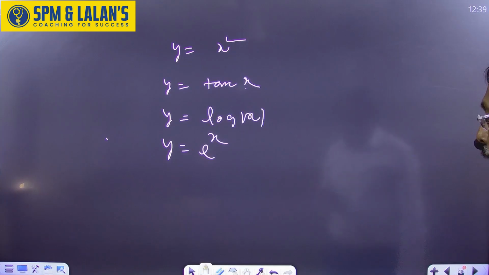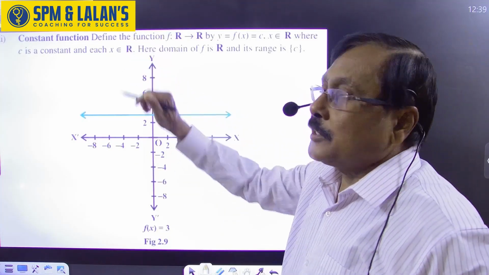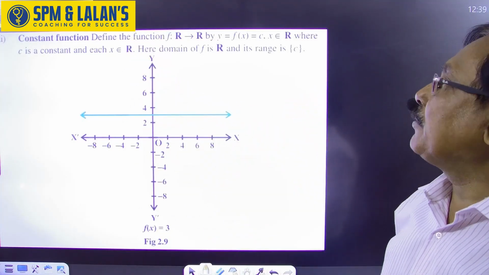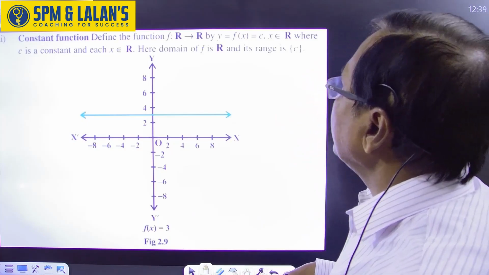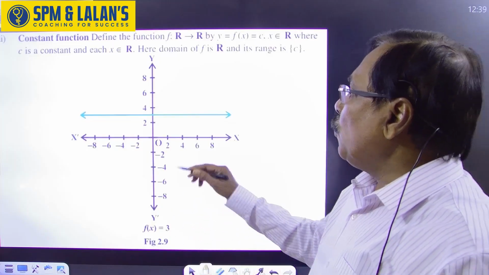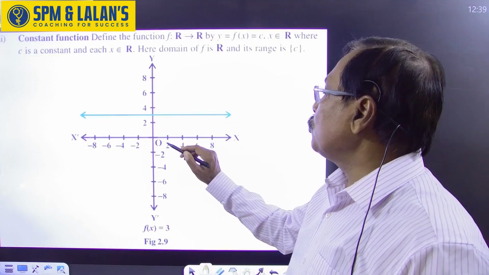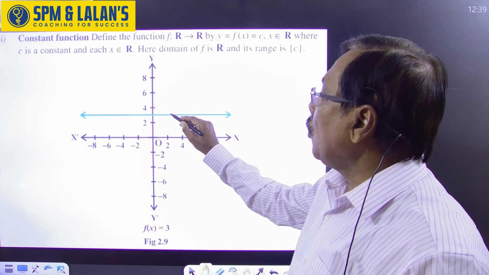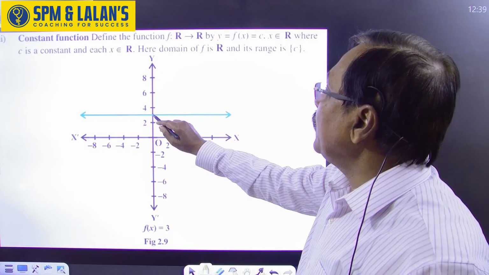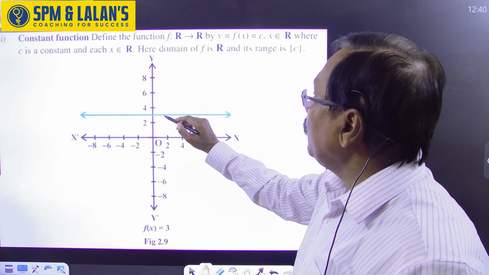And now I'm coming to some special functions of algebra. Constant function. This is the first function, which is the constant function. What is the use of this constant function? Let us consider y is equal to fx and it is equal to c. It means whatever value you want to put here for x, let us consider x is equal to 2, then the corresponding value is c. Now 4, 6, 8, every time the value of y is always c.